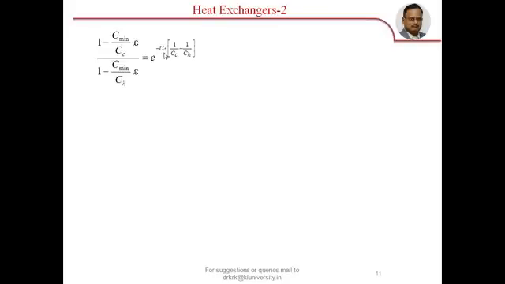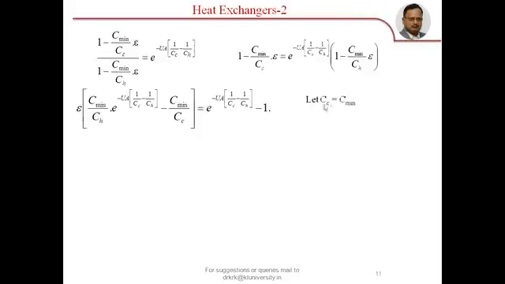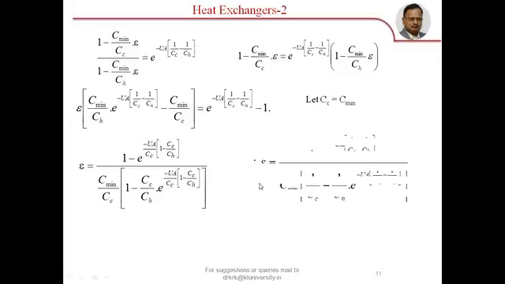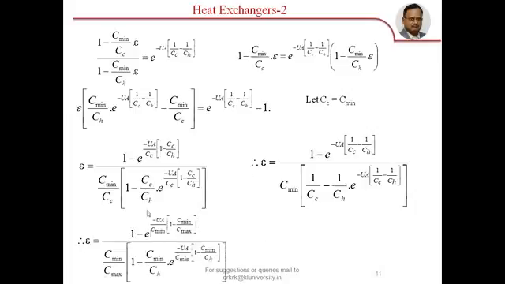So elaborate and bring effectiveness terms to one side and other terms to the other side, and let the minimum heat capacity fluid be CC, C minimum is cold fluid, then you will get the effectiveness expression as 1 minus e power minus UA by CC into 1 minus CC by CH, by C minimum by CC minus CC by CH into e power minus UA by CC, etc. So this is equal to effectiveness is 1 minus e power minus UA by the same thing, and this is equal to 1 minus e power minus UA by C minimum, 1 minus C minimum by C maximum, and again C minimum by C maximum, 1 minus C minimum by CH, e power minus UA by C minimum, etc.